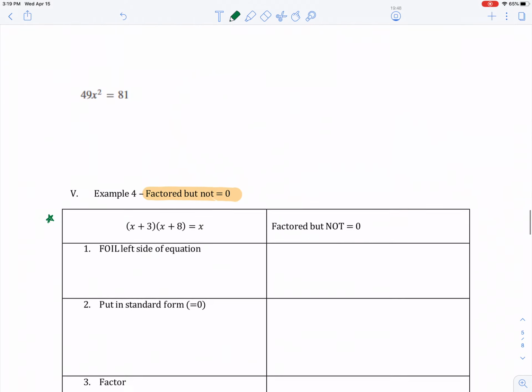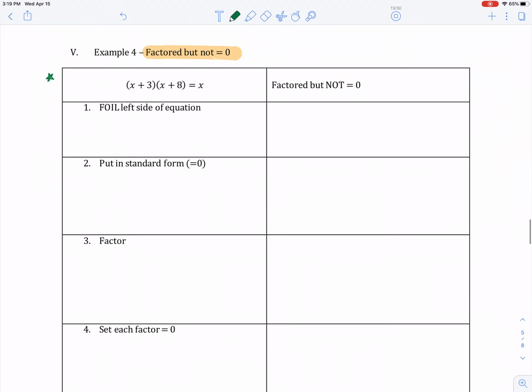So let me show you one more type. This is the type where it's factored, but it's not equal to 0. So how do you handle one that's factored, but it doesn't equal 0 over on the right? In this case, it's equal to the letter x. So what I'm going to do with this one is use something called FOIL, which stands for first, outer, inner, and last.